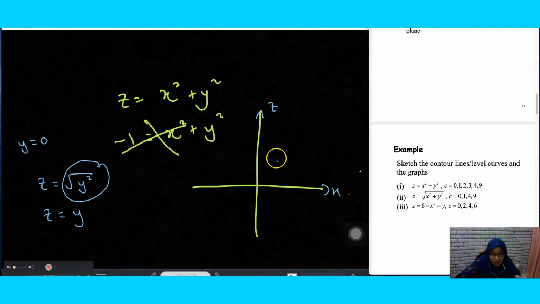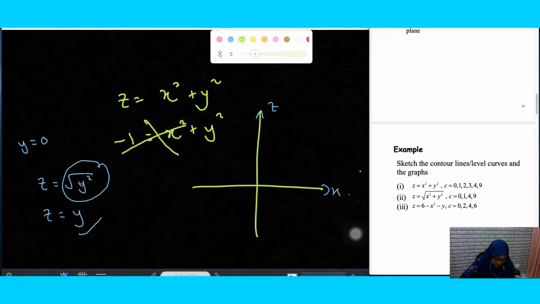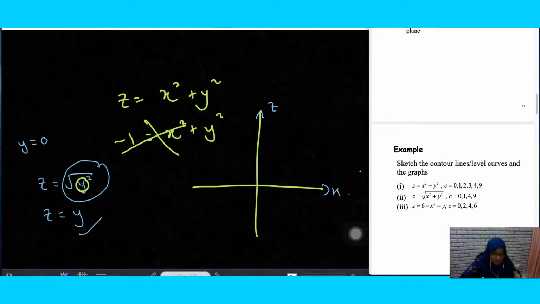So your sketching should be over here. And then look at the y squared. Now just narrow down, just thinking about the y here. Ask yourself, can y be negative? Yes.